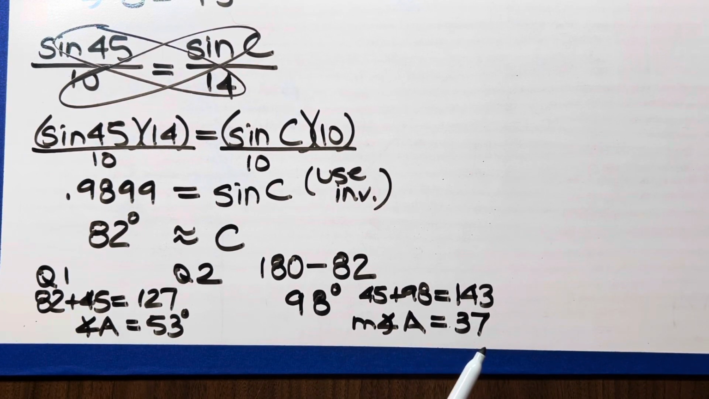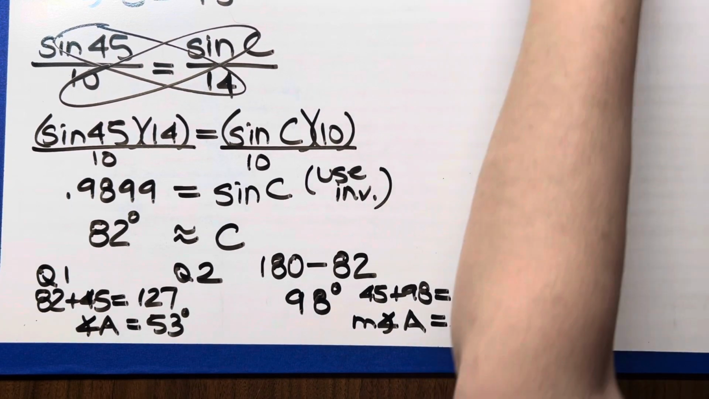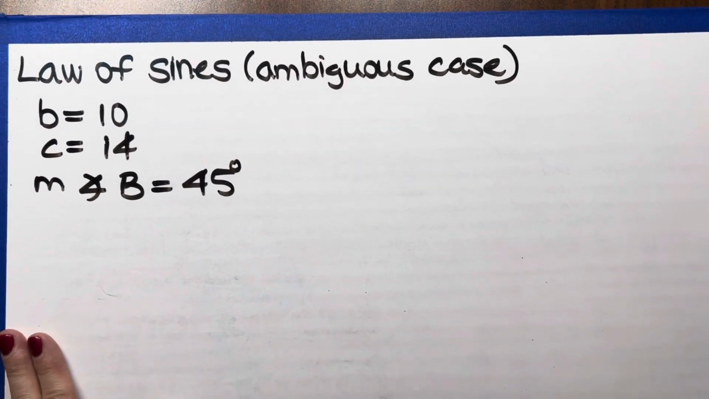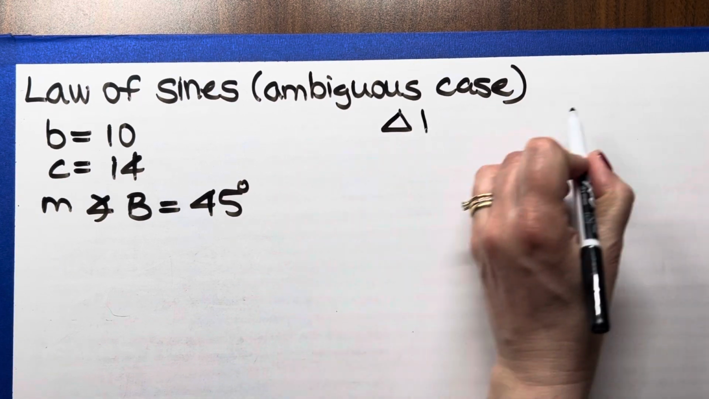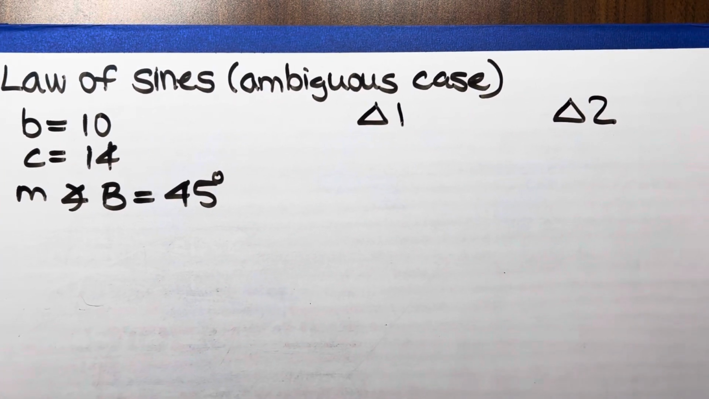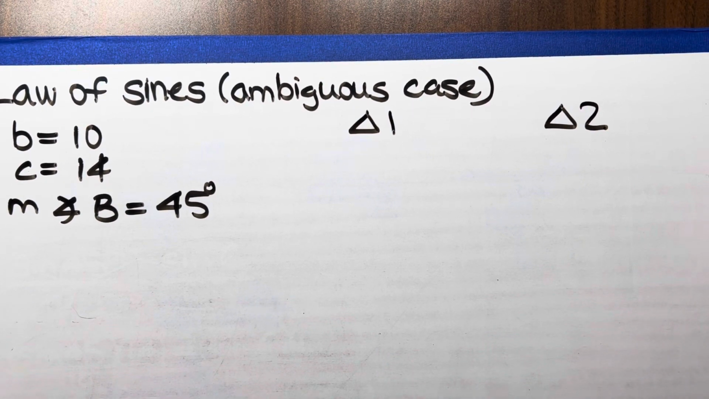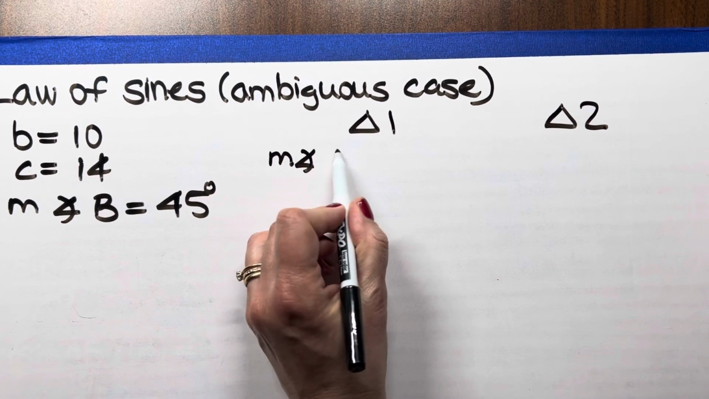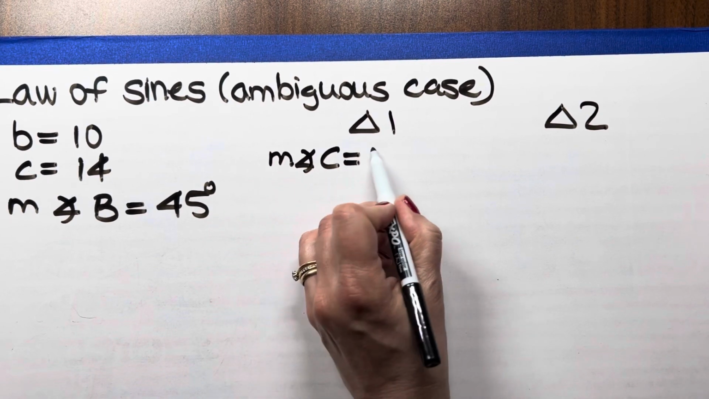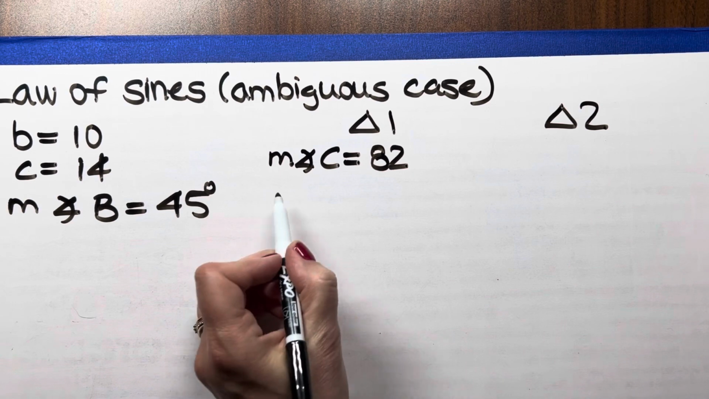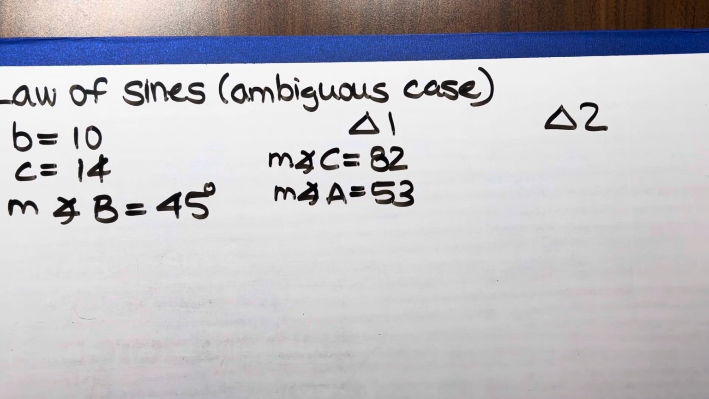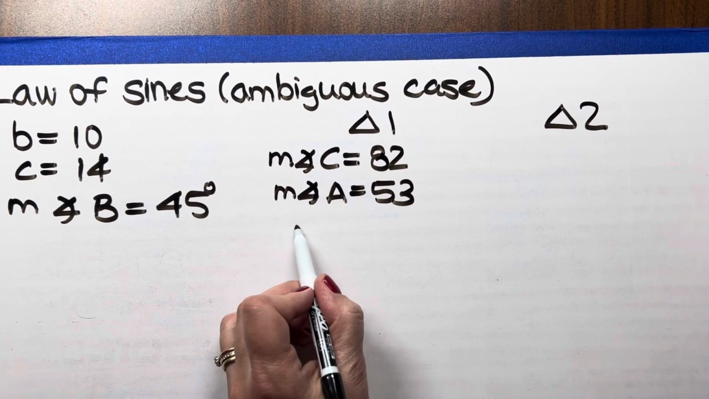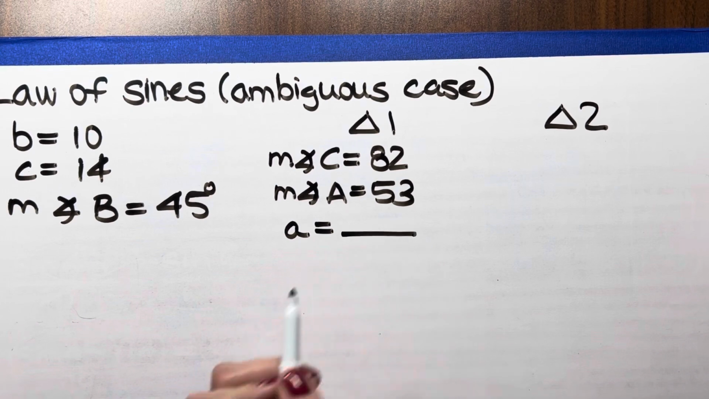So now that we have this information, I'm going to set it up and keep it a little more organized for you. So let's go back to our original information that we have, and now we're going to have triangle number 1 and triangle number 2. So remember that we just found out that for triangle number 1, the measure of angle C was going to be about 82 degrees. Then we found out that the measure of angle A was about 53 degrees. So the only thing left to find for triangle number 1 is the value of side A.